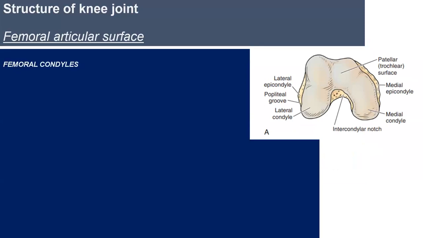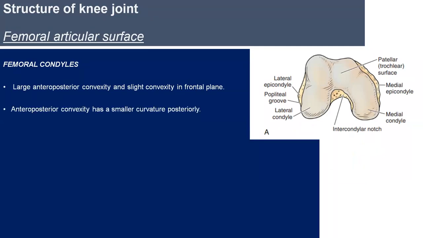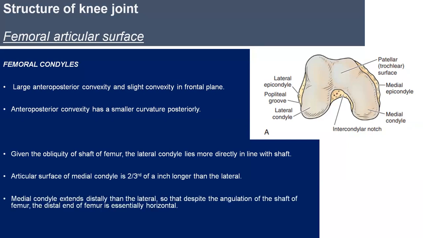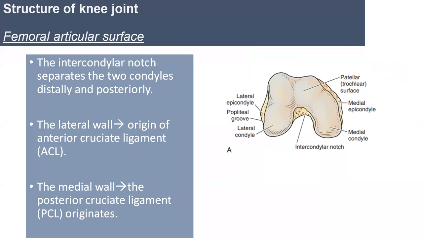Coming to the femoral articular surface, the femoral condyles have a large anterior posterior convexity and a slight convexity in the frontal plane. The anterior posterior convexity will have a smaller curvature posteriorly. Given the obliquity of the shaft of the femur, the lateral condyle lies more directly in line with the shaft. If you see the medial condyle, it is 2/3 longer than the lateral condyle, and the medial condyle extends more distally than the lateral. So despite the angulation of the shaft of the femur, the distal end of the femur is essentially horizontal. The intercondylar notch separates the two condyles distally and posteriorly.